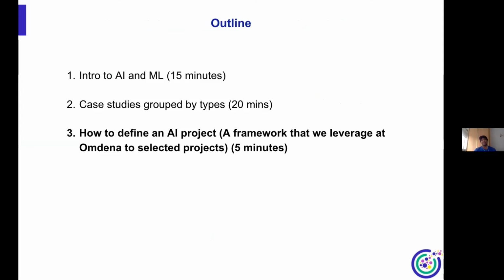The next section is only 5 minutes: how do you define, and how can you potentially work with Omdena if you are interested?